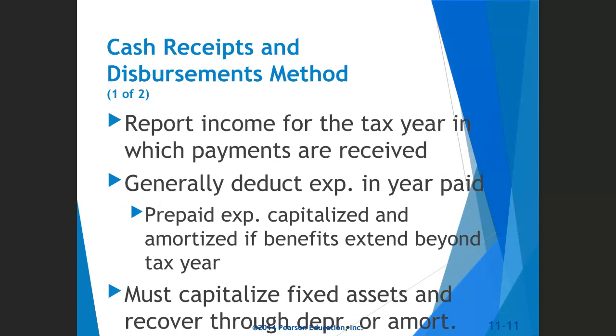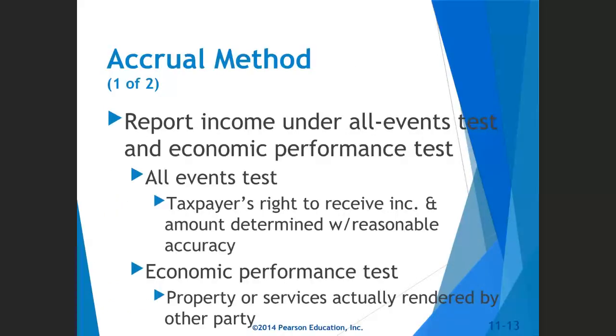الطريقة الثانية الأكرول ميثود، accrual method، as you know، لطريقة الاستحقاق. There are two tests that are used to determine when an item of income must be reported or an expense deducted. So all events test والـ economic performance test. All events test and economic performance test.